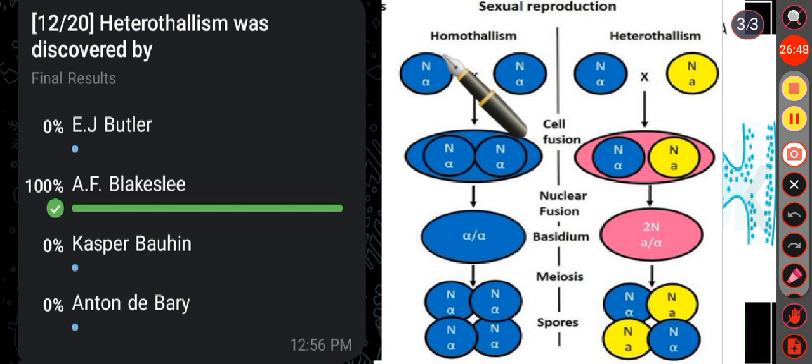On the other hand, homothallism in fungi refers to a condition where a single fungal individual or mycelium can produce both male and female reproductive structures, allowing for self-fertilization, right? So here the correct answer is option B.